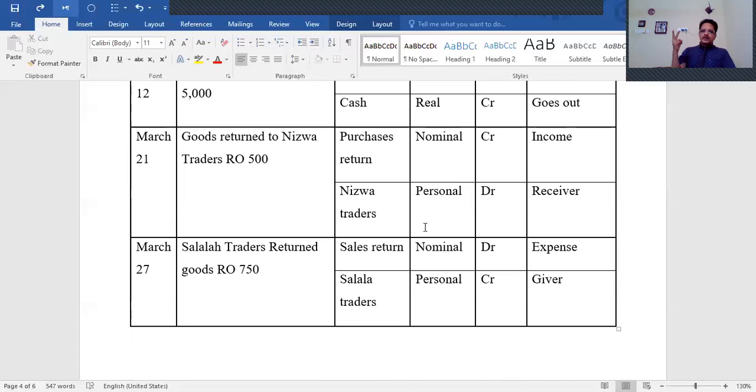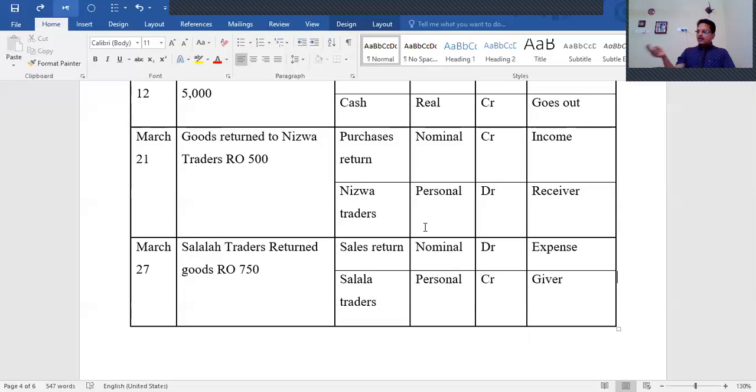So there are two types of returns: purchase return and sales return. You purchase goods from a supplier, and because it is not according to your order or it is defective, you return it to the supplier. So it is a return. Here you have to understand another word: return to Nizwa traders. To means ila. So when there is the word to, it will be purchase return, or return outward.